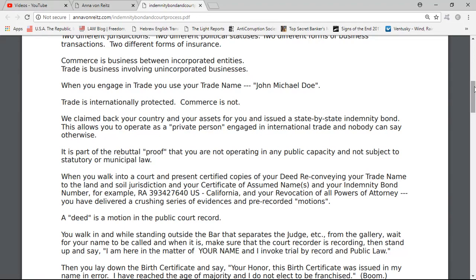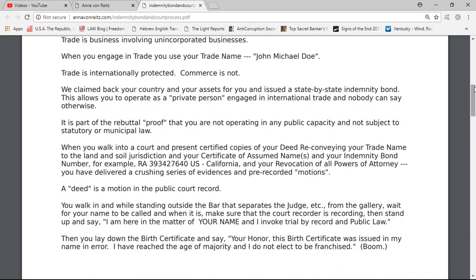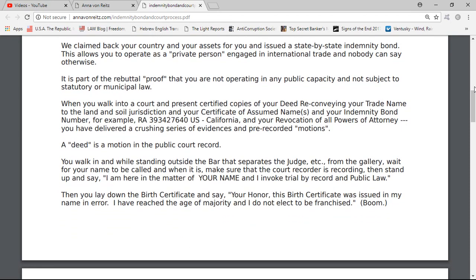Commerce is business between incorporated entities. Trade is business involving unincorporated entities. When you engage in trade, you use your trade name, which is styled upper and lower case, first, middle, last, if you will, John Michael Doe. Trade is internationally protected, commerce is not. We claim to back your country and your assets for you, now this is Anna speaking, and issued a state-by-state indemnity bond. This allows you to operate as a private person engaged in international trade, and nobody can say otherwise.